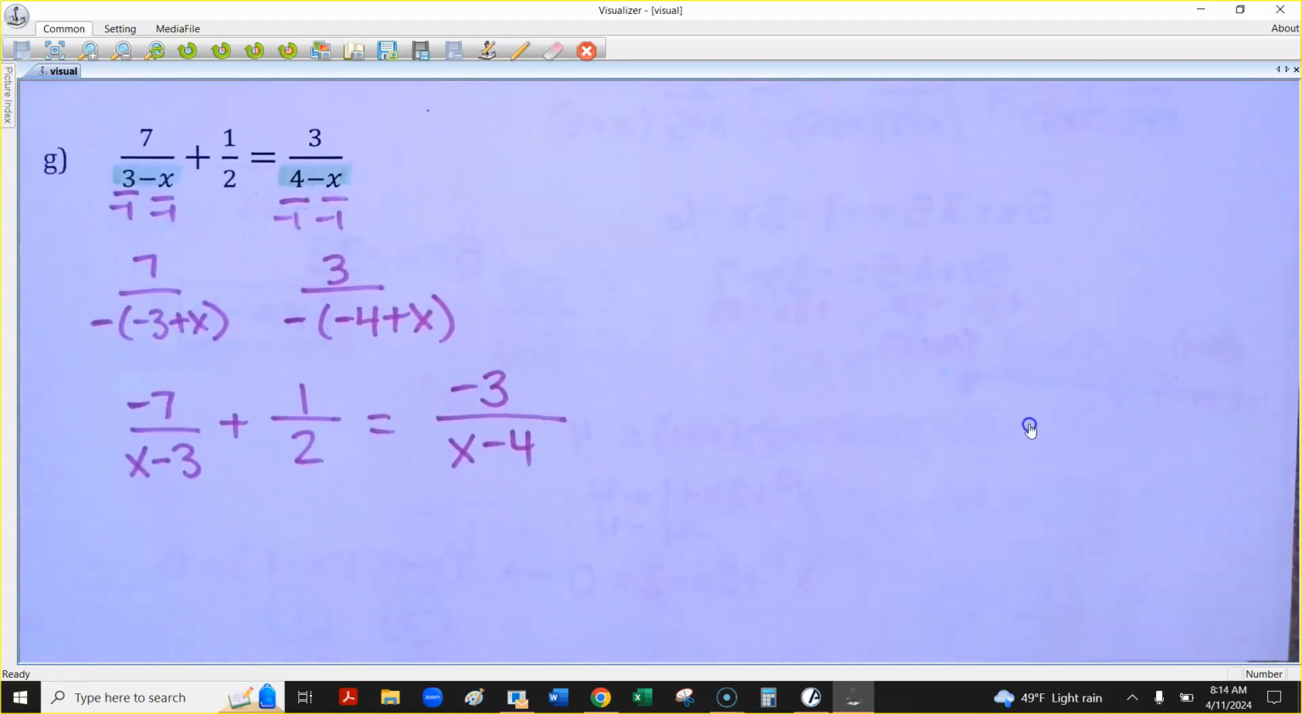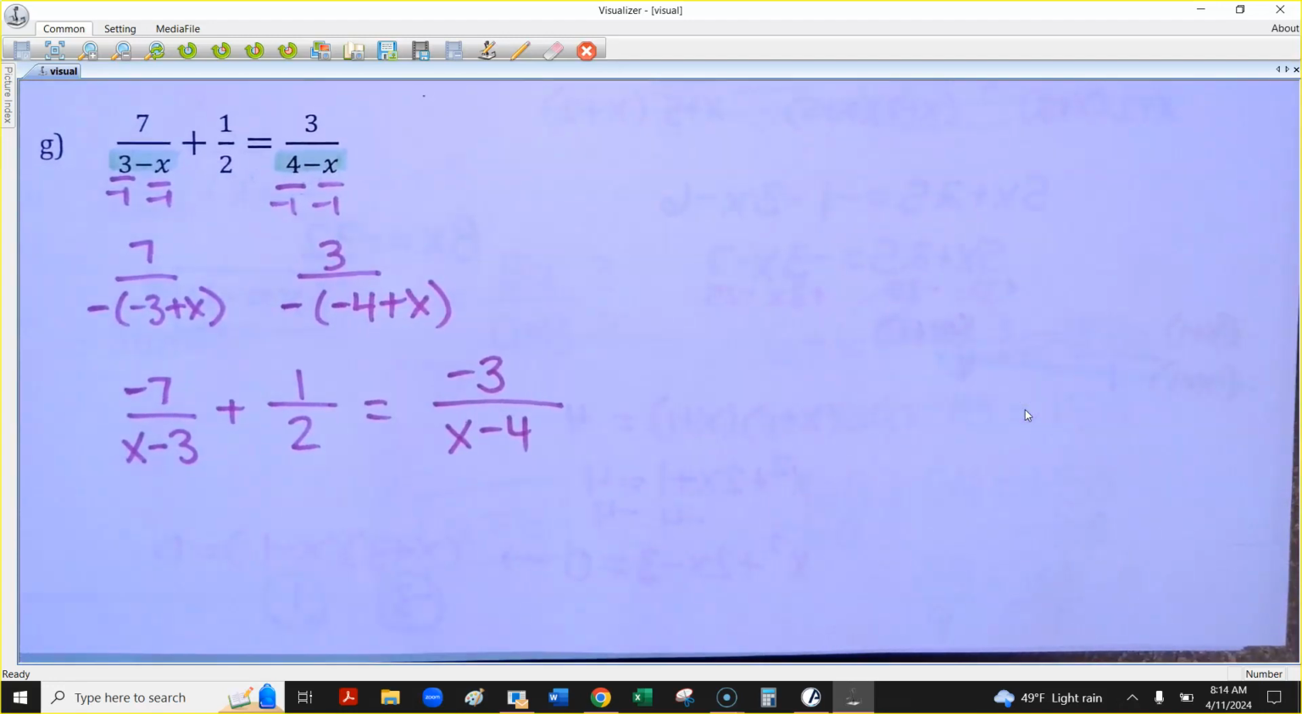So that's all I'm doing, just practicing that little skill, factoring out a negative. It's just going to switch the signs of what's in your denominator, so that way your x is positive.